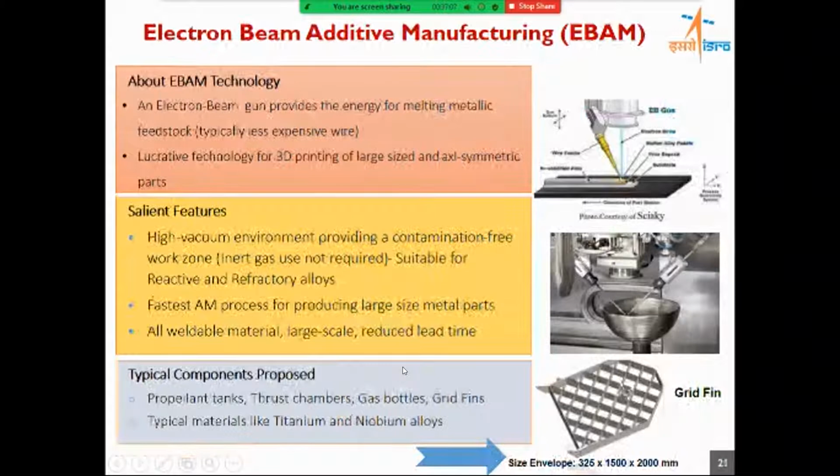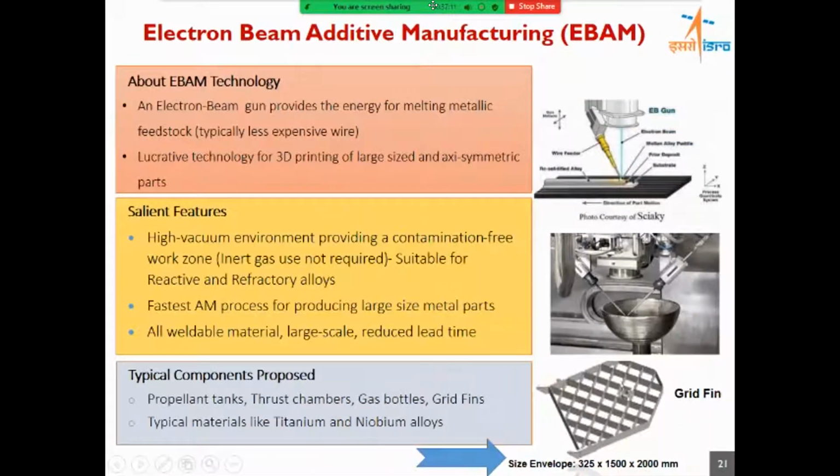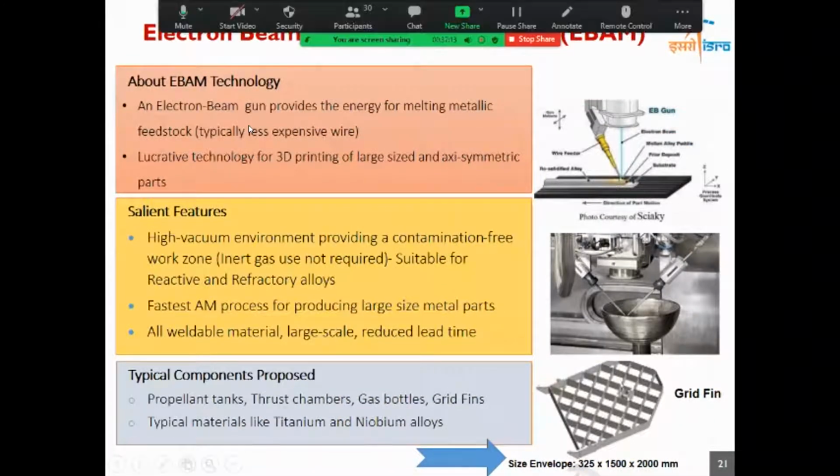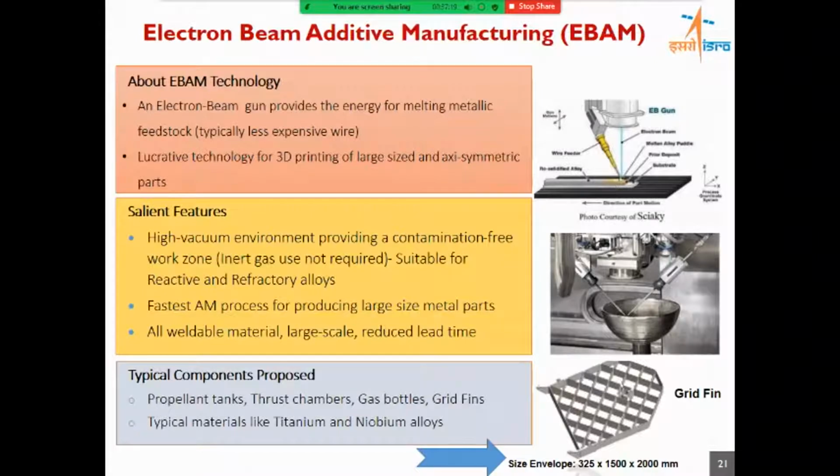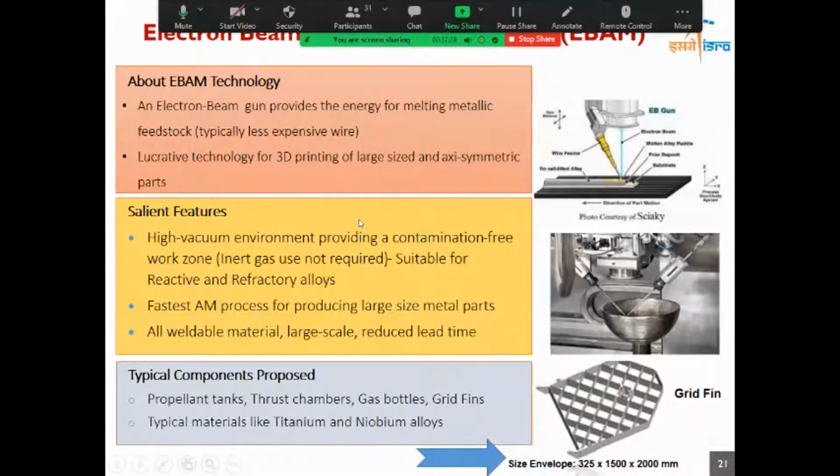So similarly, there's another technique called electron beam additive, wherein an electron beam gun provides the required energy for melting the metallic feedstock. It is mainly in the form of a less expensive wire, because the powders' cost of production is much higher. So wire is a little less expensive input material. Because of that, the cost of the product can be brought down when you do it through additive manufacturing.